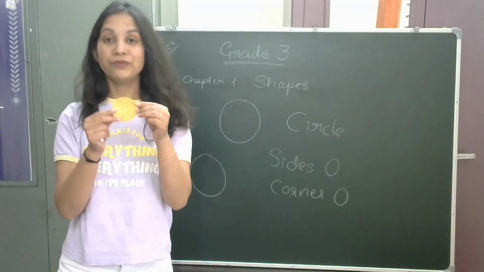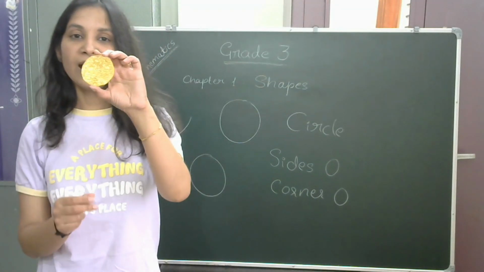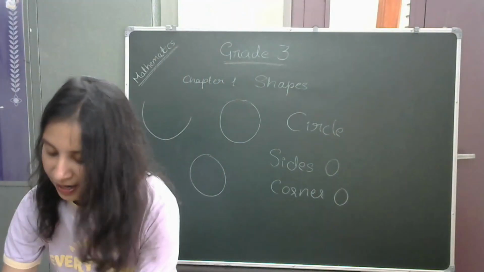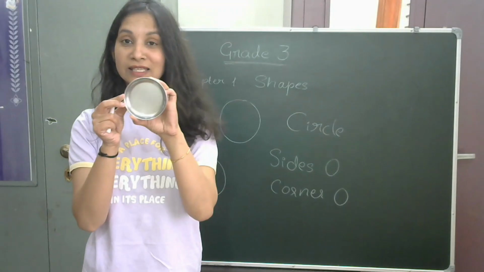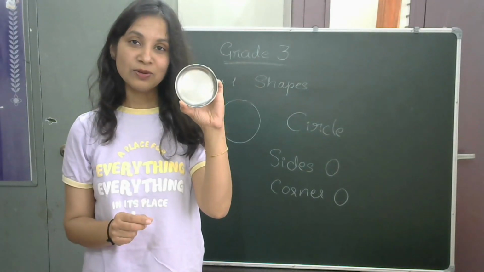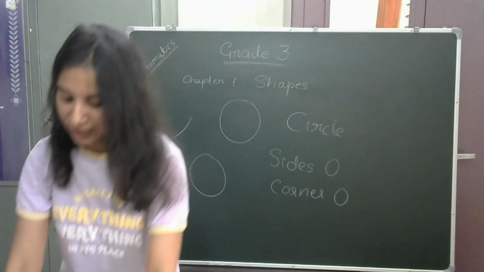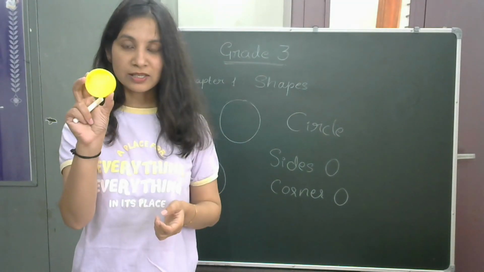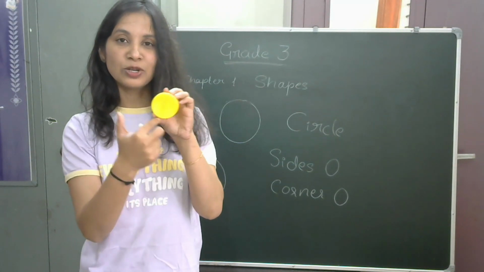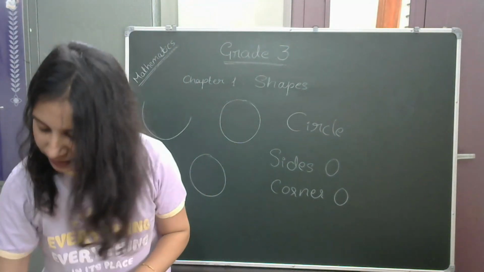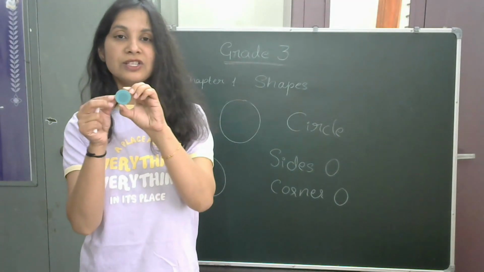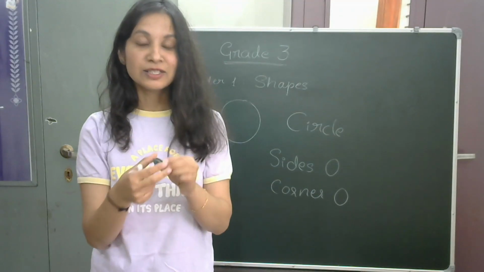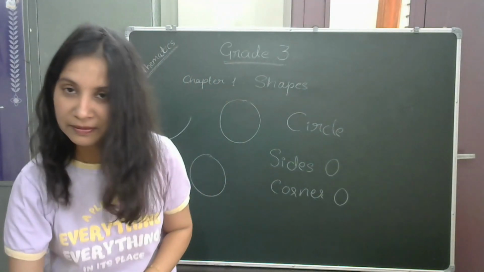Here I have a few objects. See, I have a cutout of circular shape. And I have a small plate here. It is also in circular shape. And a lid of a bottle. This is in circular shape. And also a magnetic material which is in circular shape, right? Like this, you can name many things.